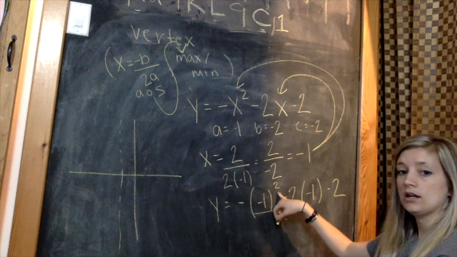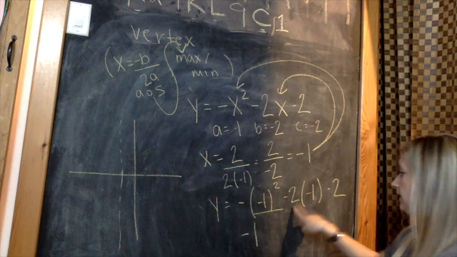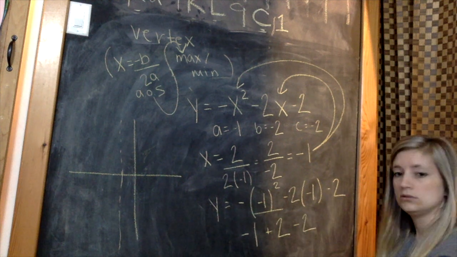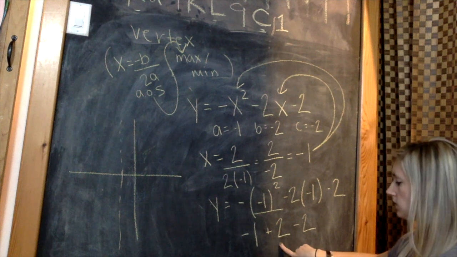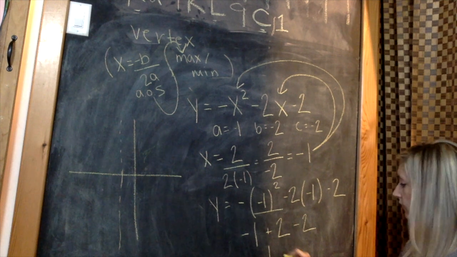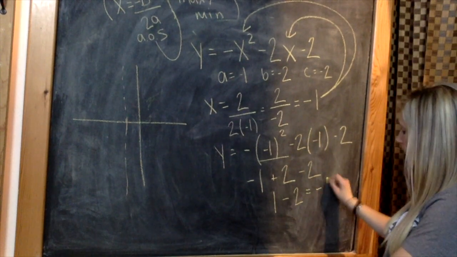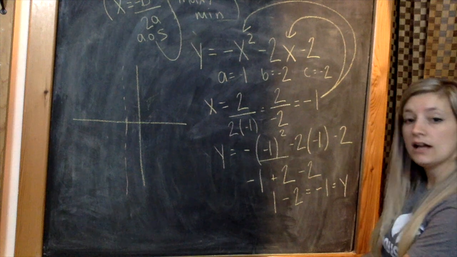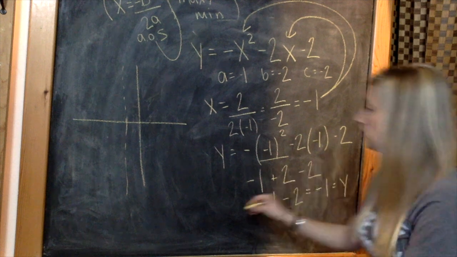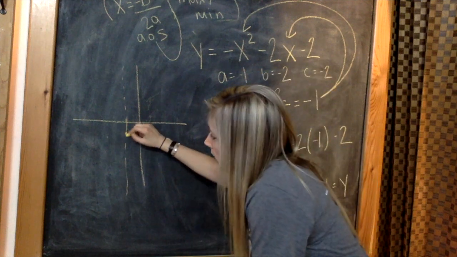So negative 1 squared is 1, and then we tack on the negative. So negative 1. Negative times a negative is a positive. So plus 2 minus 2. Okay, so we have negative 1 plus 2, which is our 1. We have 1 minus 2, which equals negative 1. So we just found out that our y point inside of our vertex is negative 1. Okay, so our vertex is negative 1, negative 1.